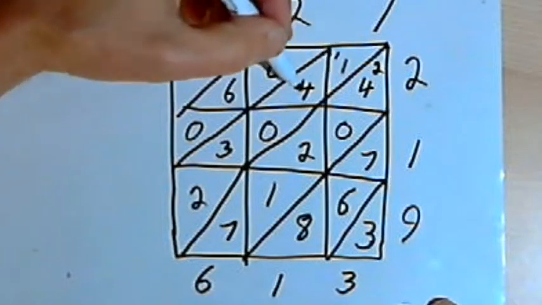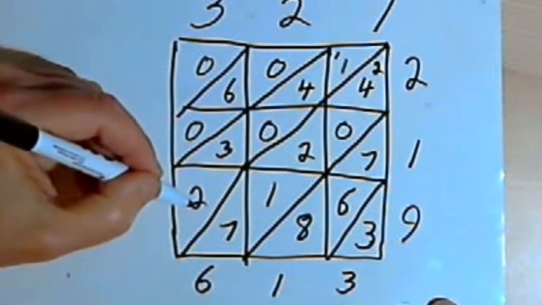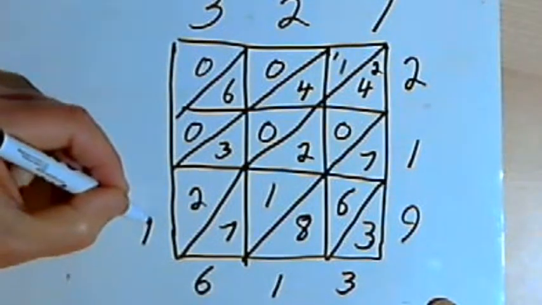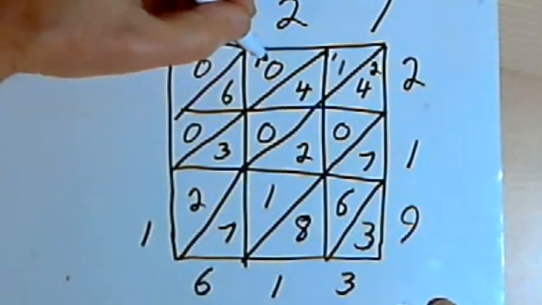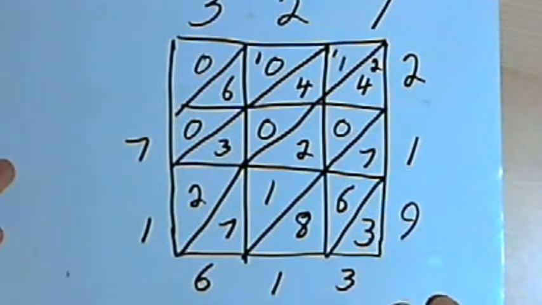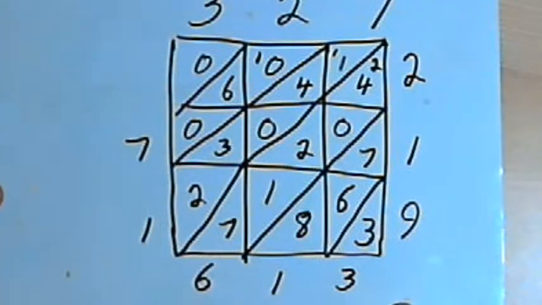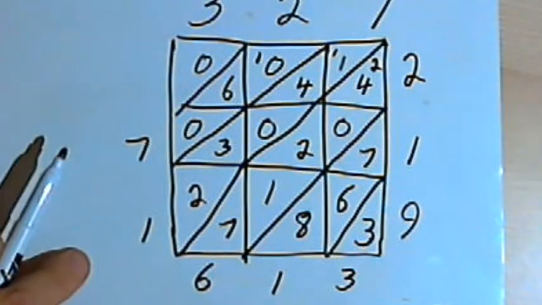1 plus 1 is 2. Plus 4 is 6. Plus 3 is 9. Plus 2 is 11. I write the 1, and I'm carrying a 1. I've got a 1 plus 6 is 7. So my answer is going to be 71,613. And that's about it.